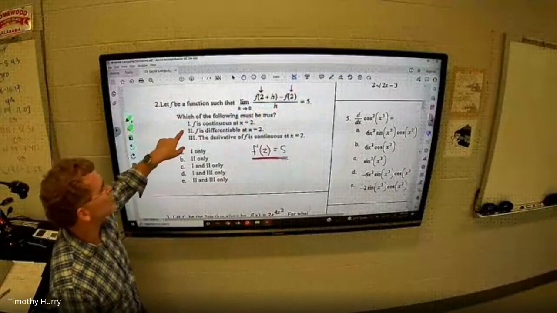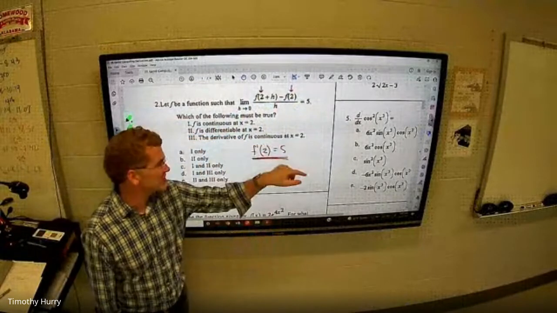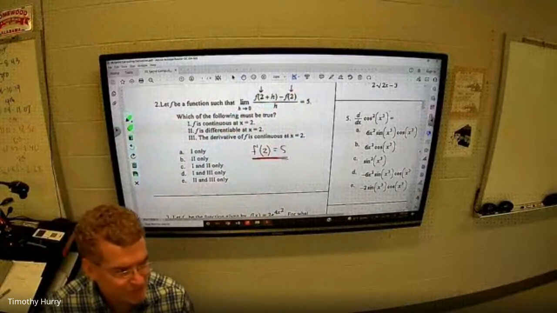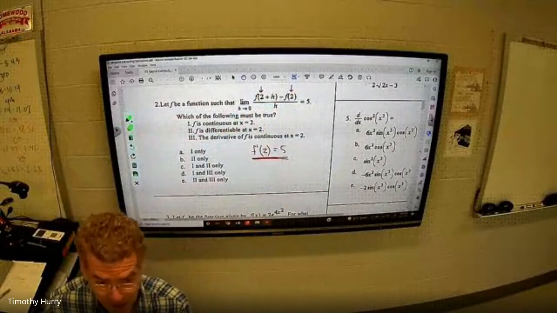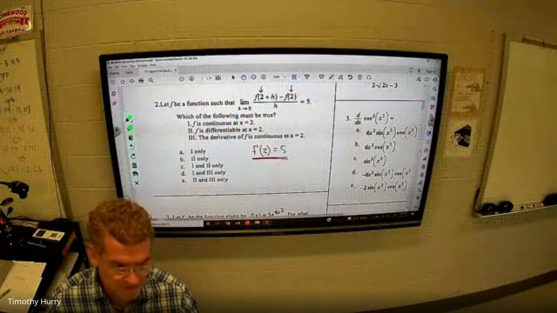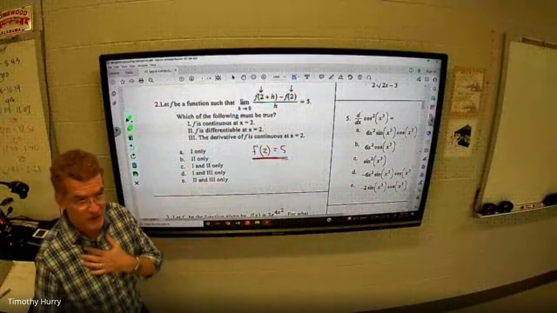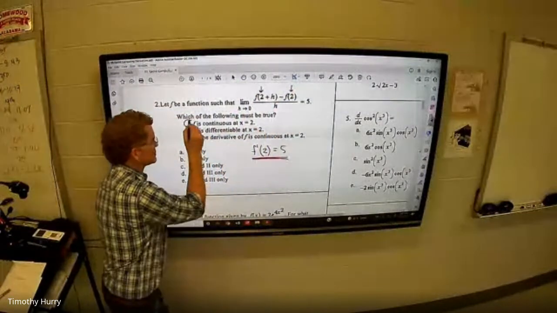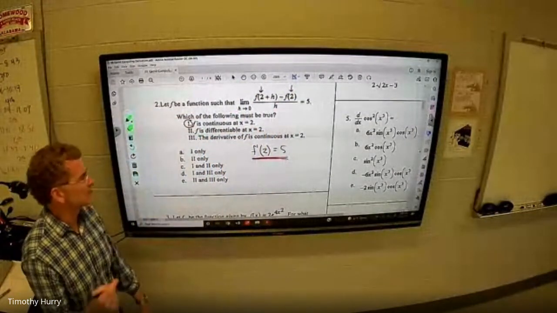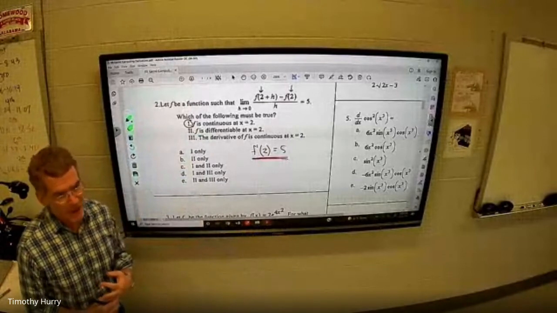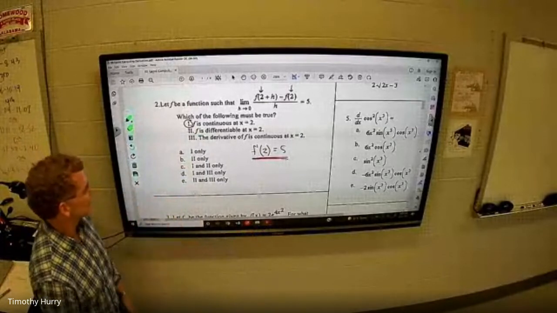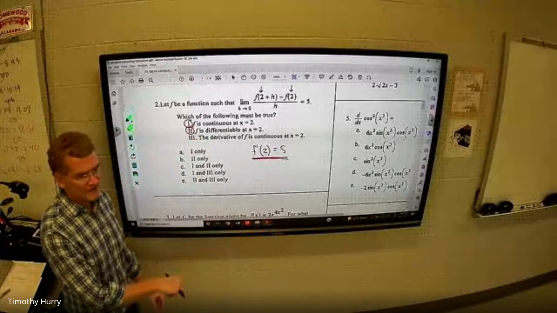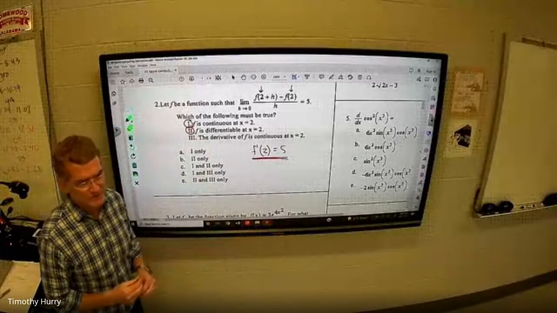First thing, can you deduce that f is continuous at 2? Yes. Why? Because if it's differentiable, it's always continuous, right? And it clearly is differentiable because I took a derivative at 2 and got 5. So yes, that's true. Number 2, f is differentiable at 2. Well, I hope so, because literally that's what the statement is saying. All right, number 3, the derivative of f is continuous at 2.